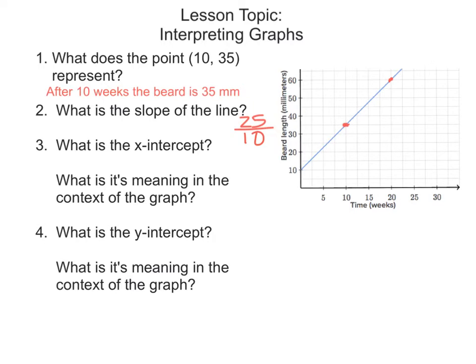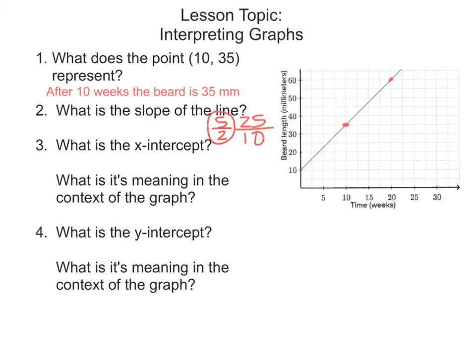Rewatch if you're not sure what I'm talking about there, but we are going from 10 on the x-axis to 20 on the x-axis. 10 to 20 is 10 units. And going from here, which is at 35, to here, 60, is 25 units. So we're rising 25 and running 10. So 25 over 10 is our slope, and of course we can simplify that. If we divide top and bottom by 5, we get 5 over 2.